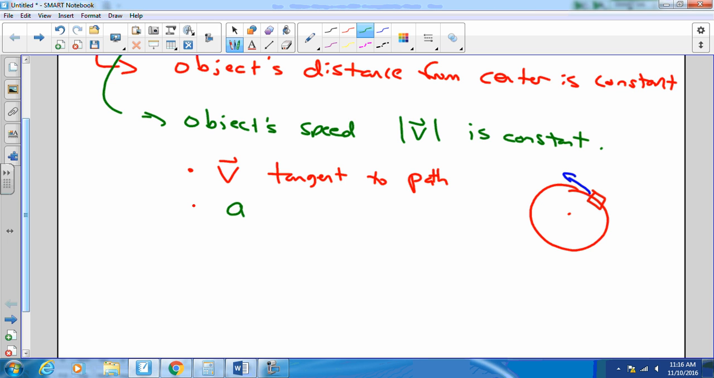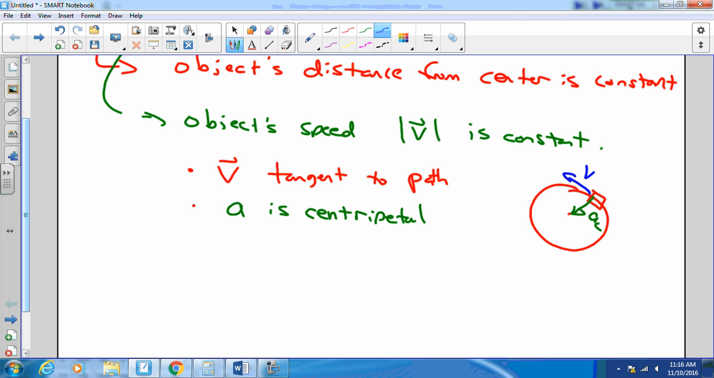Velocity is tangent. Acceleration is, and here is our Latin word from yesterday, centripetal. It is center-seeking. It will point inwards towards the center of the circle. So if my velocity is like so, my acceleration will be like so. And it must be pointing straight inwards, because if it pointed forwards, the object would speed up, and if it pointed backwards at all, the object would slow down.